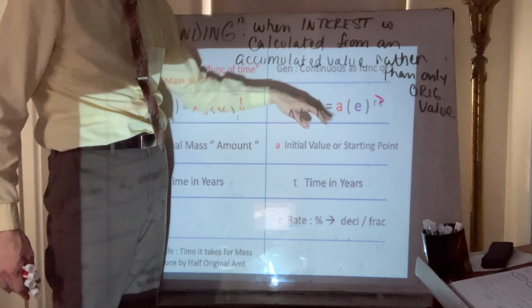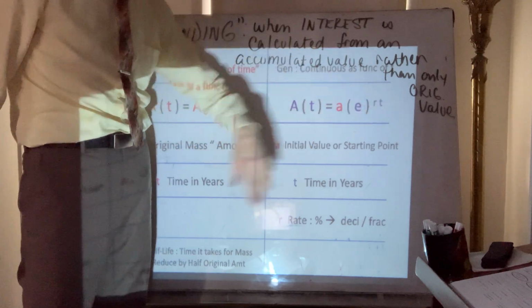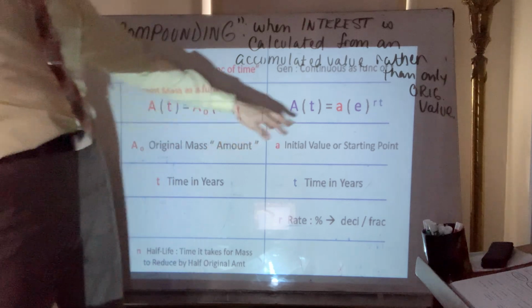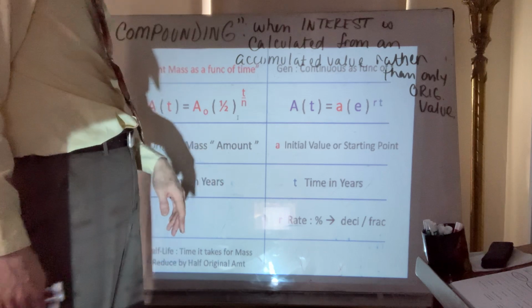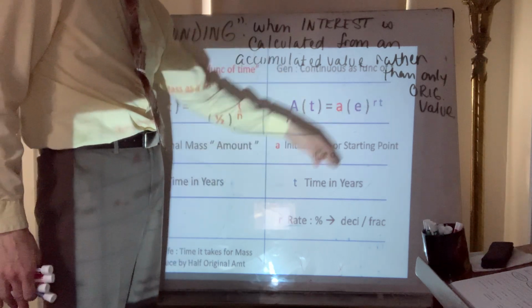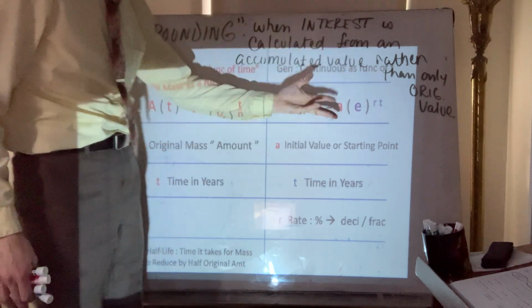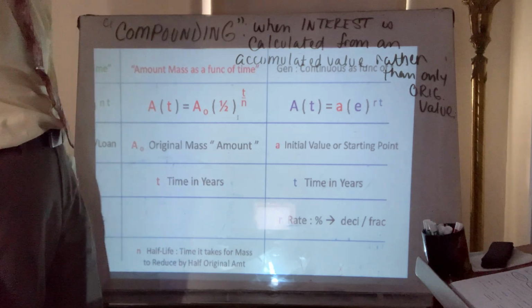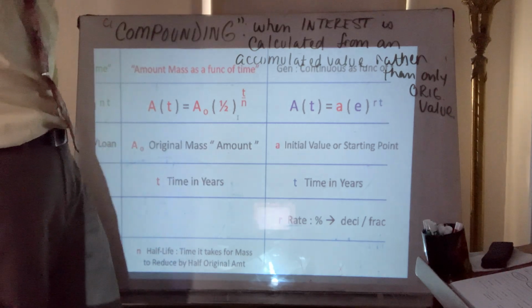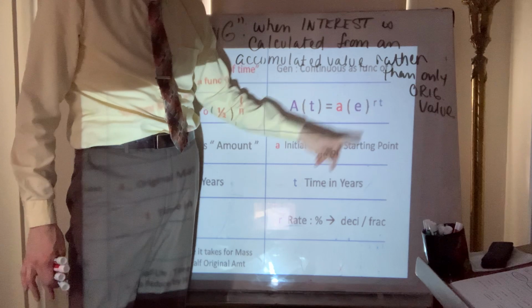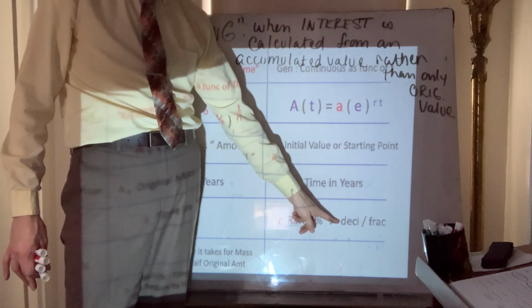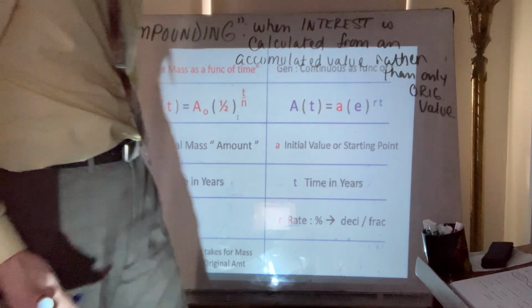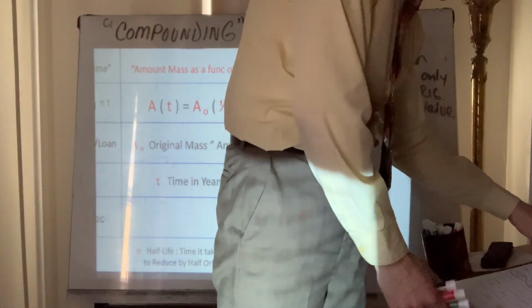A of T, all right? Sorry for the schmutz here. A is the initial value nonetheless. Again, we went with the more traditional label perhaps, or starting point. T is still time in years. And then E is incorporated as the base in this case, right? The R value that you see here is still a percentage, which means if you're talking about money, you're going to put it as a decimal.